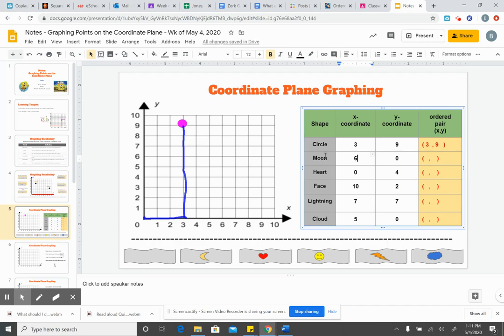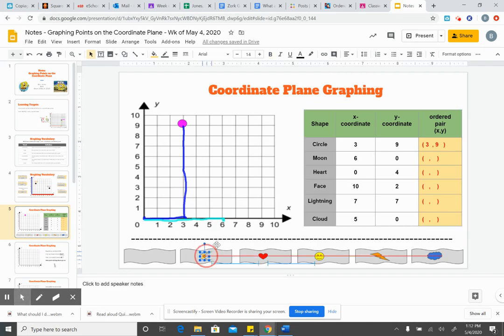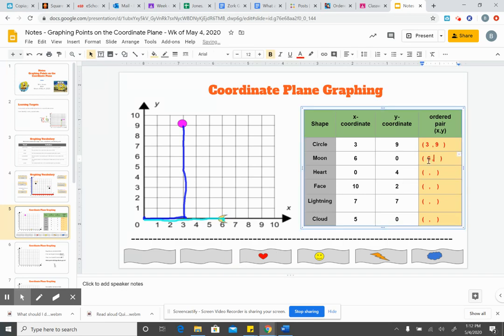Let's try another one. The moon will have to go to 6, 0. So the x-coordinate is 6. So just to show you, we're going to start at this 0. You're going to move on the x-axis over 6. And then if the y-coordinate is 0, you just stay there. You don't move up or down. Okay, you just stay there. Stay at 0, and that's where your moon will go. So I'll drag the moon and place it right there. And your final coordinate is 6, 0.